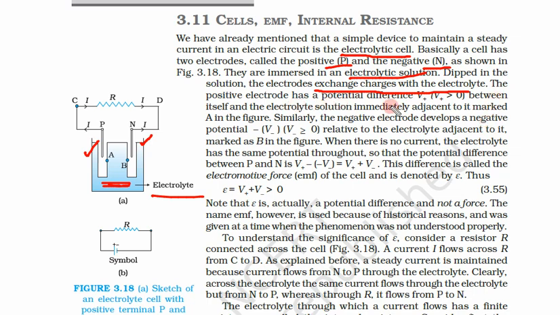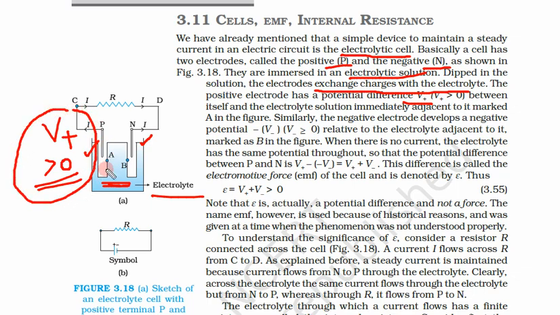Now the positive electrode has a potential V positive, and this must be greater than 0, that means this is positive. What is the meaning? It means this has a potential that is more than the electrolytic solution. This is marked as A, and it is adjacent to the electrolytic solution.